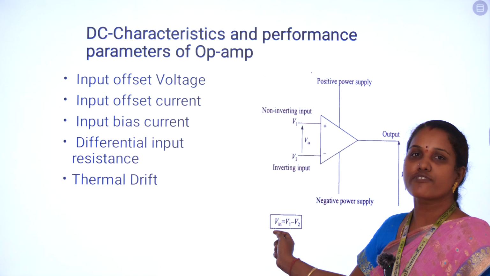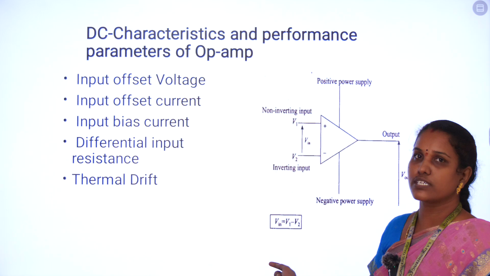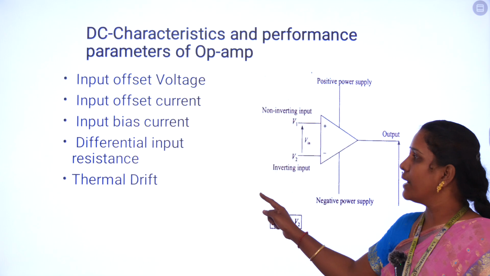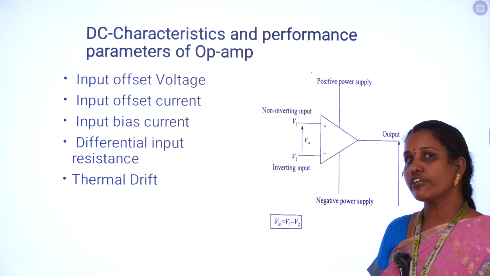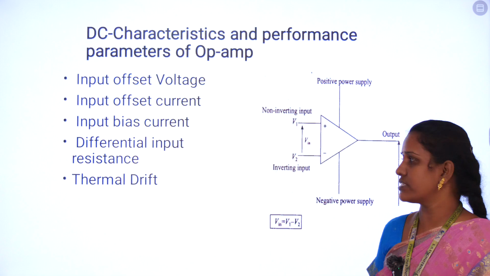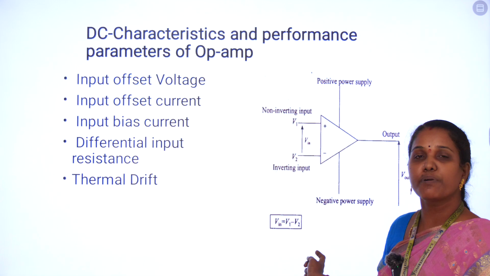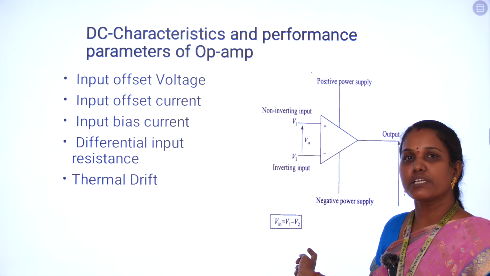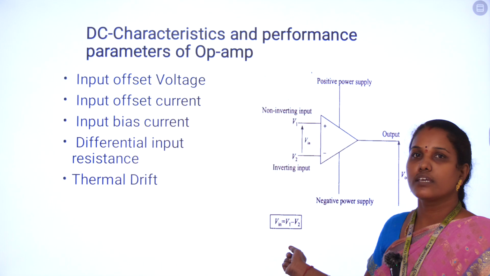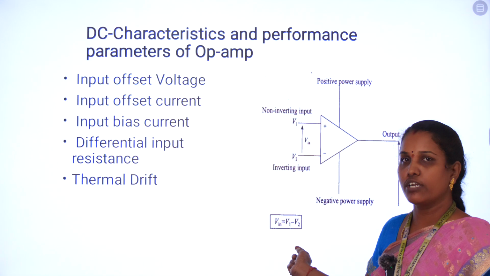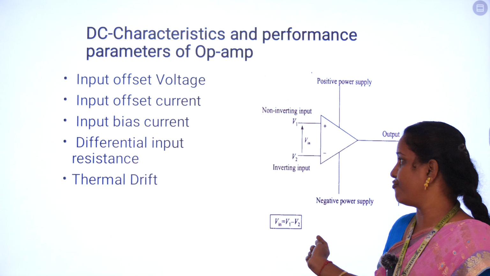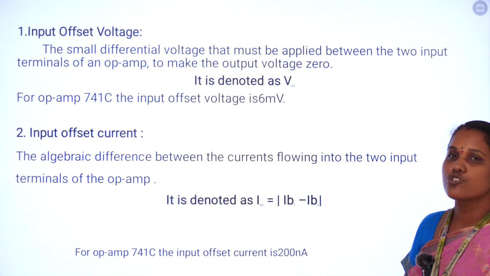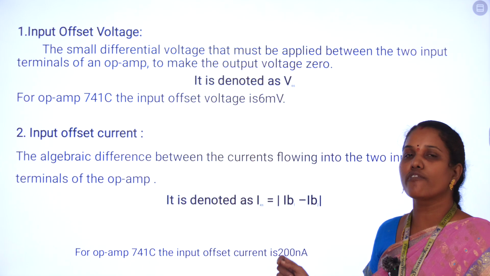First one, input offset voltage. Second one, input offset current. Third one, input bias current. Fourth one, differential input resistance, that means input resistance. The last one is the temperature variations. Due to the temperature variations, what will happen to the output of the IC741 operational amplifier? That is the thermal drift.